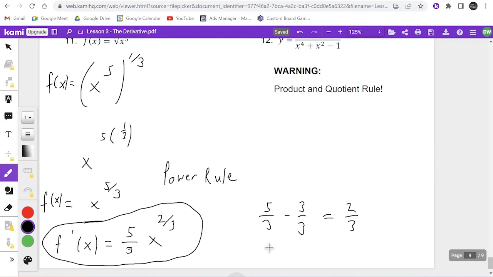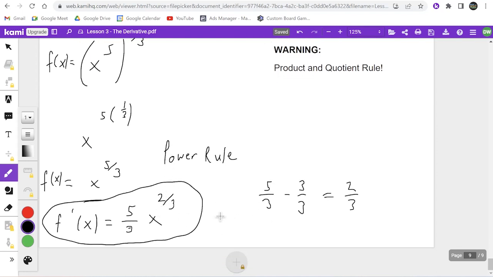You do not need to write it back in the form of the original question. In other words, you do not need to write this as the cube root of x squared. You do not need to write it like that. That's not necessary. This is absolutely fine. Any questions there?